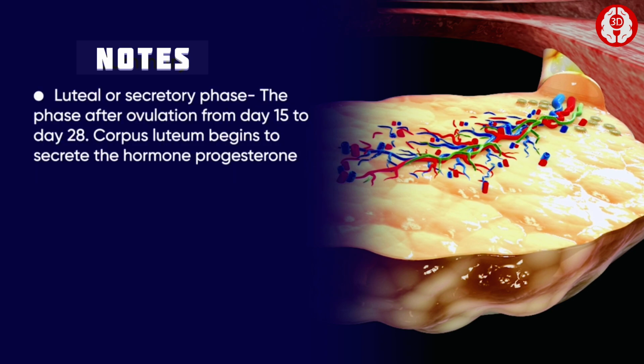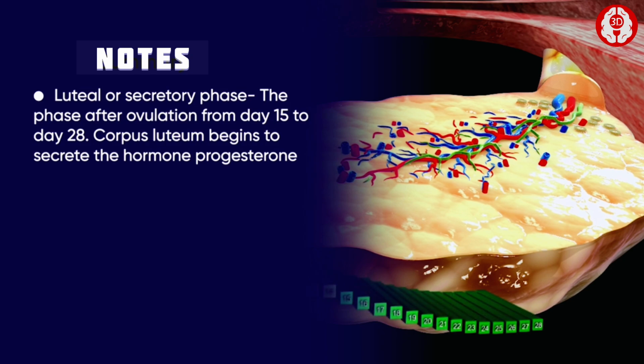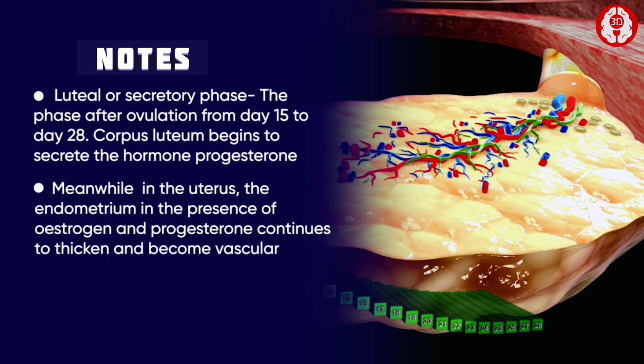The luteal or secretory phase is the phase after ovulation from day 15 to day 28. The corpus luteum begins to secrete the hormone progesterone. Meanwhile, in the uterus, the endometrium, in the presence of estrogen and progesterone, continues to thicken and become vascular.